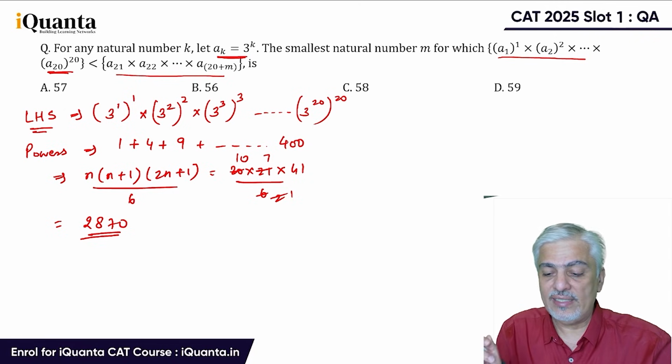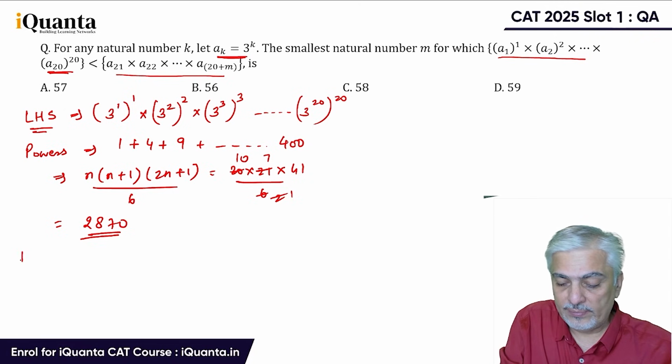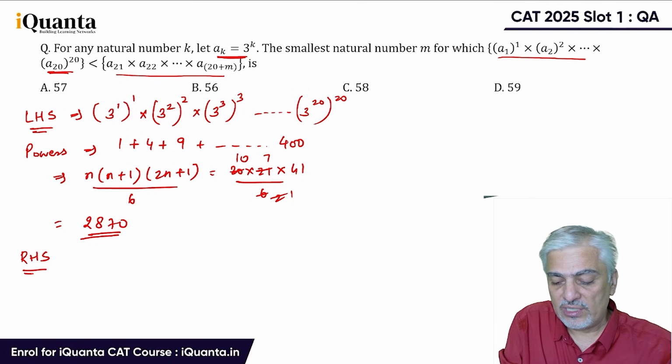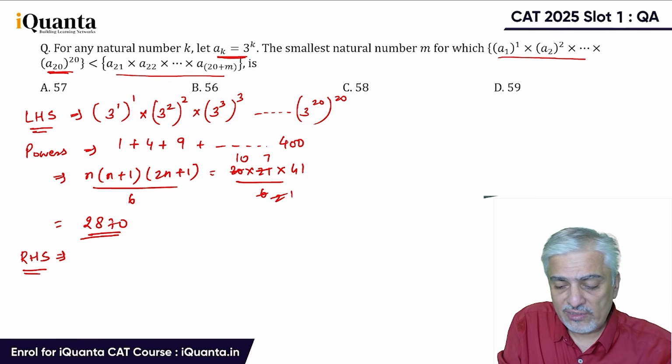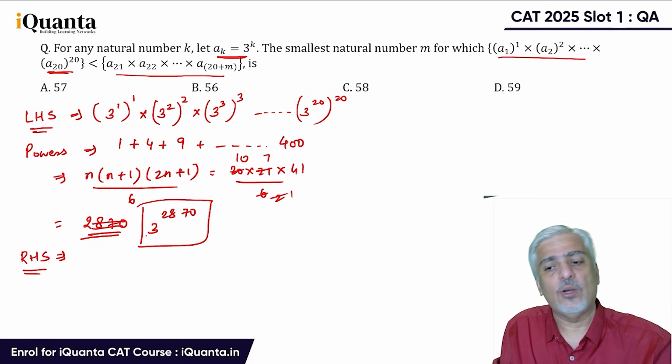Now what is the right hand side? Remember, in the right hand side there is no square. It starts with the 21st term, but there is no square on the right hand side. So my left hand side will not be 2870, it will be 3 raised to 2870. That's okay. Anyway, the 3 will not matter. I'll explain how in the next step.